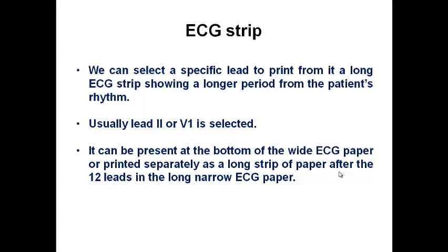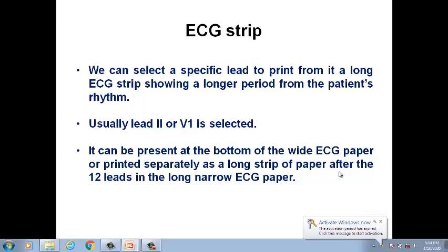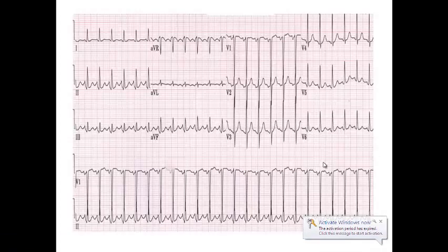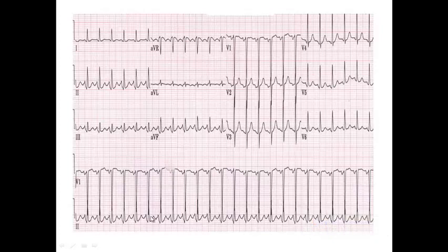It can usually be present at the bottom of the wide ECG paper, or sometimes we can have a long strip of paper after the 12 leads in a long narrow ECG paper. So for example, we can see here that we have an ECG strip for V1 like this, and also we have an ECG strip for lead 2 like this. So in an ECG paper you can see there are 12 ECG leads, and you can find here the ECG strip, which is helpful for you in order to assess, for example, the rhythm abnormality.